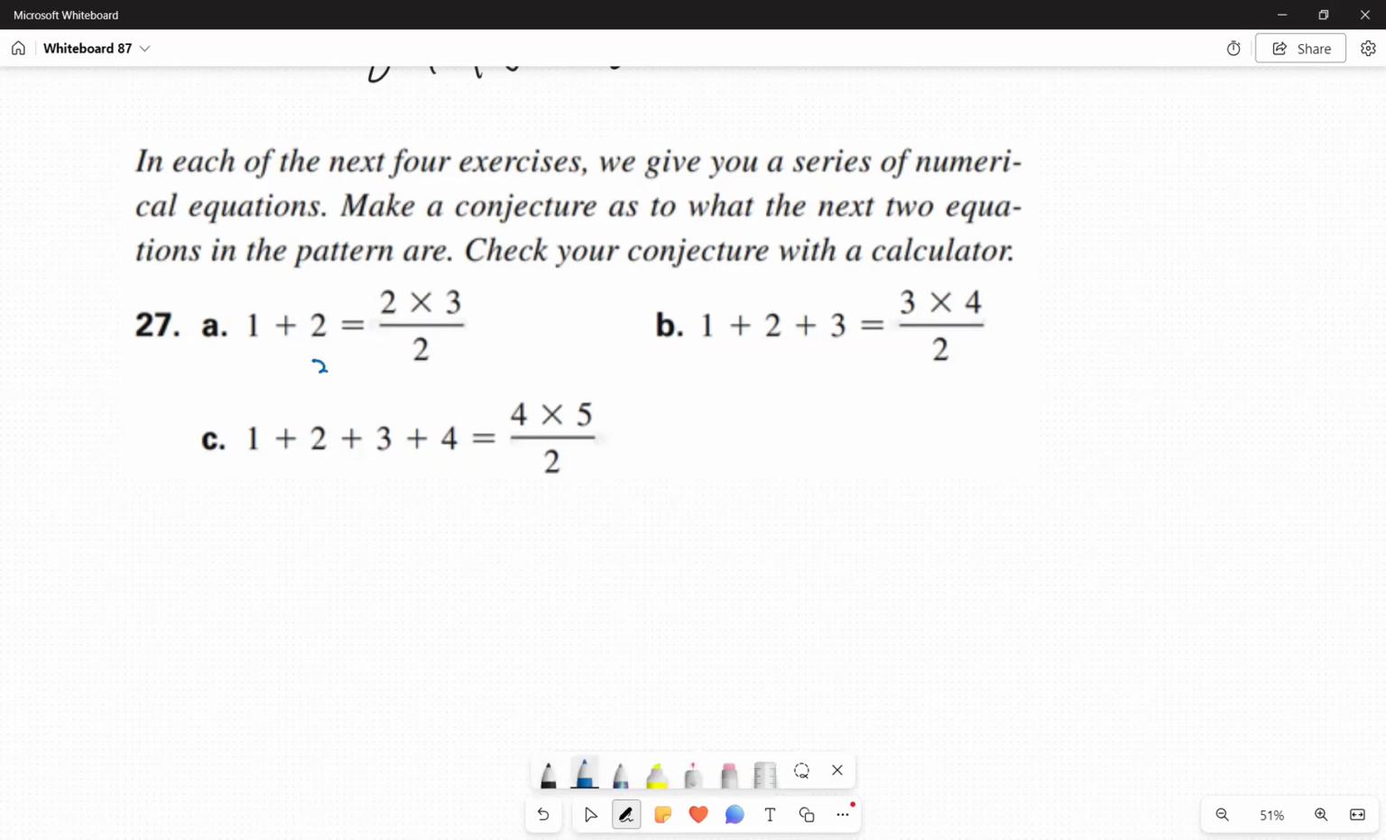1 plus 2 is 3. And 2 times 3 over 2 is also 3. 1 plus 2 plus 3 is 6. 3 times 4 is 12. 12 over 2 is also 6. And 1 plus 2 plus 3 plus 4 is 10. 4 times 5 is 20. 20 over 2 is 10. The next equation would be the sum of the first 5 natural numbers.